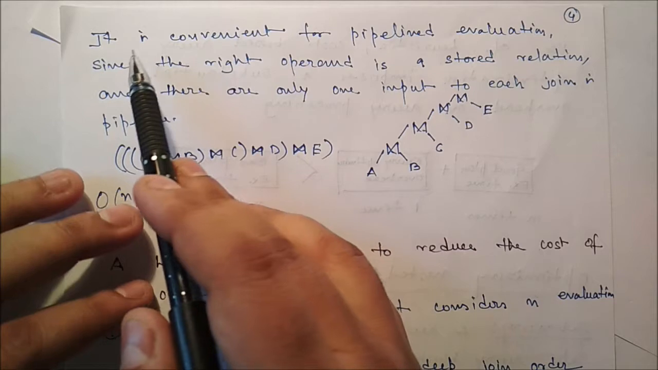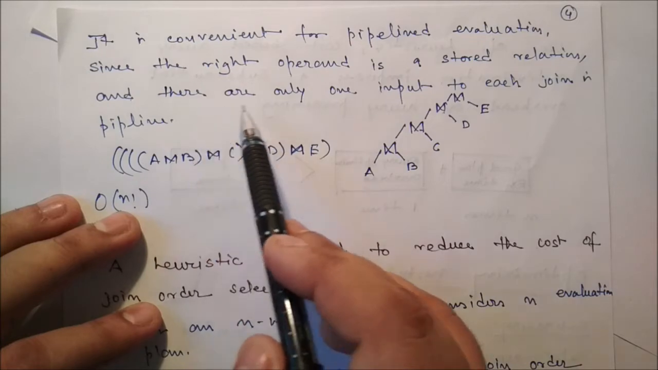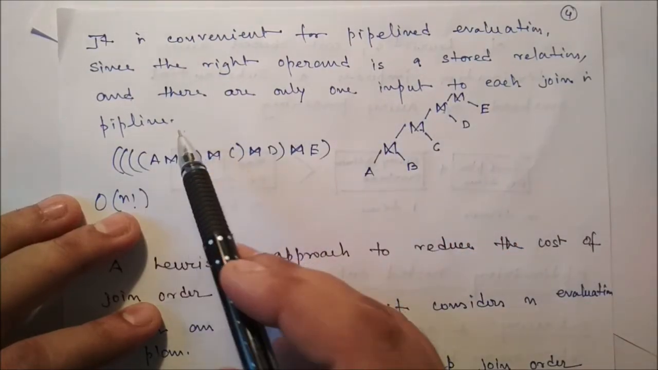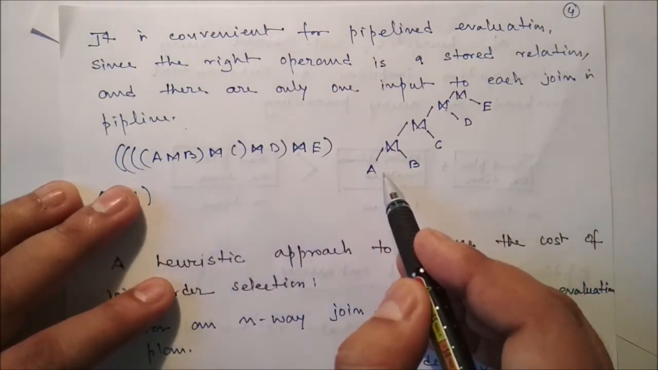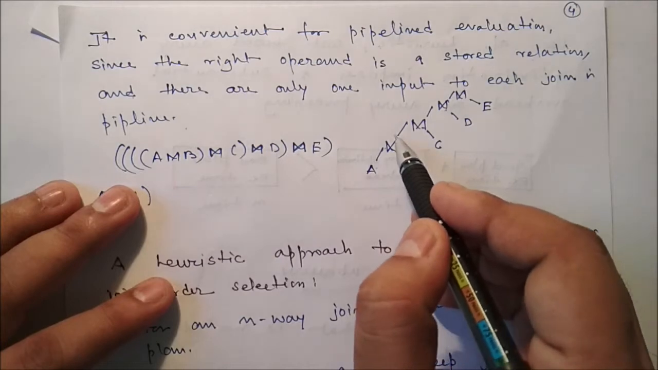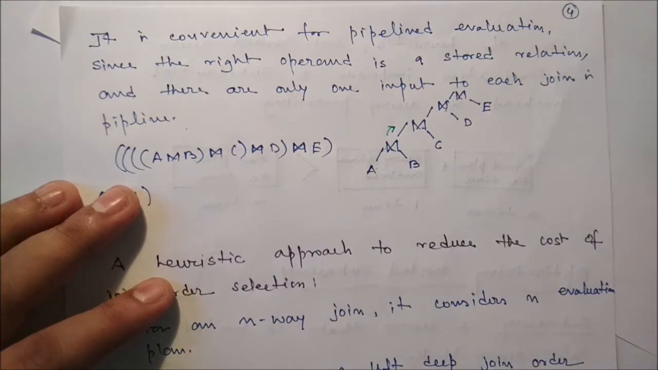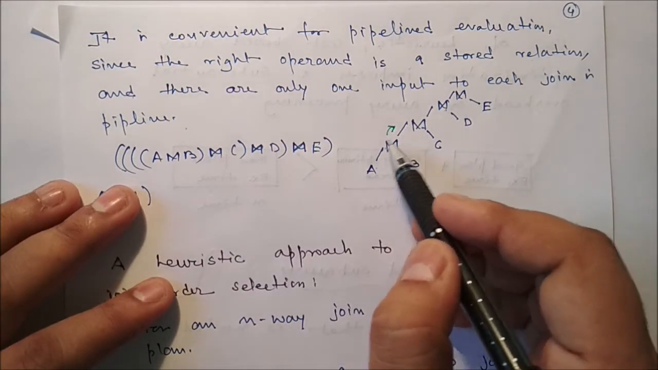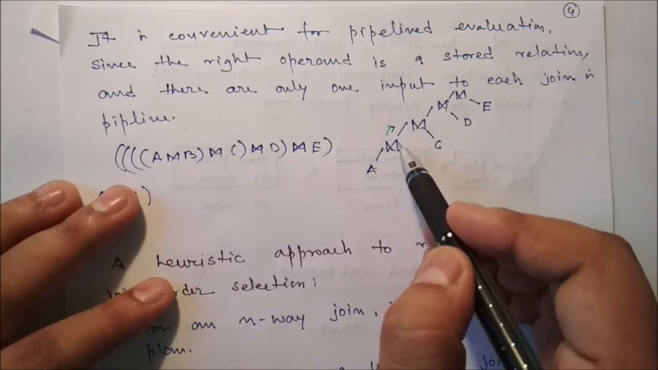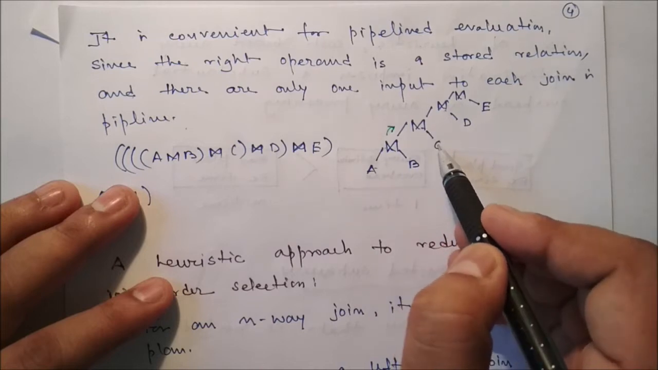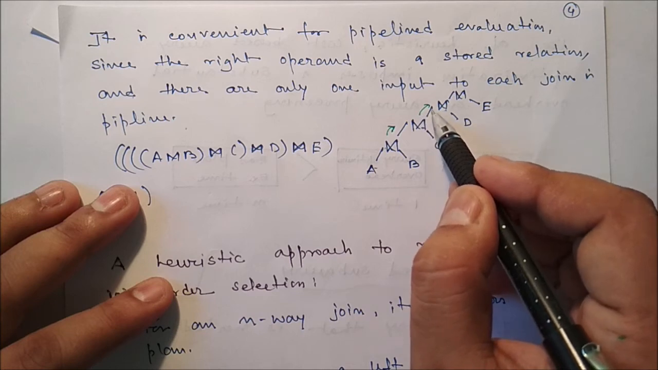Okay. So it is convenient for pipelined evaluation, since the right operand is a stored relation and only one input to each join is pipelined. Now you can see here five tables are there. First apply A and B, merge A and B. This is the intermediate table. If you use pipeline, the buffer memory must store only the intermediate join between A and B, and here it takes the intermediate table from the buffer and the other table from the original hard disk. In this case only the result is stored in the buffer.